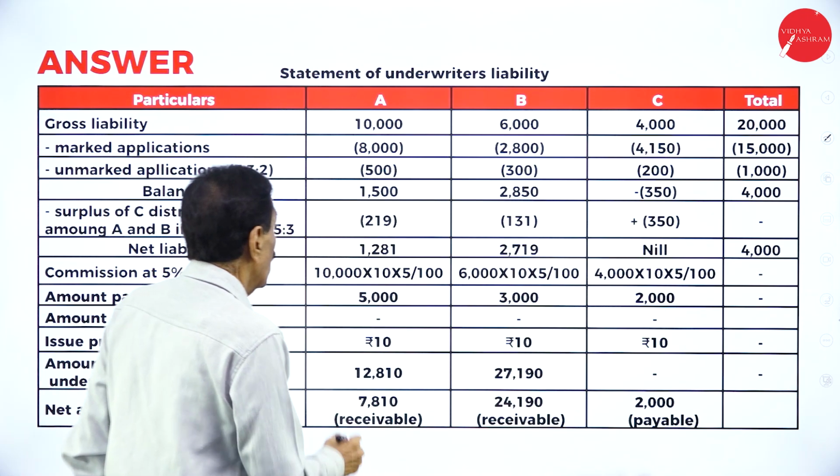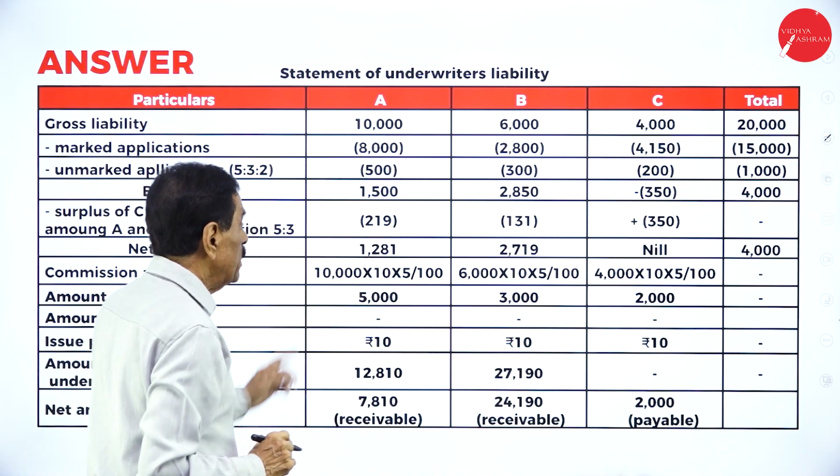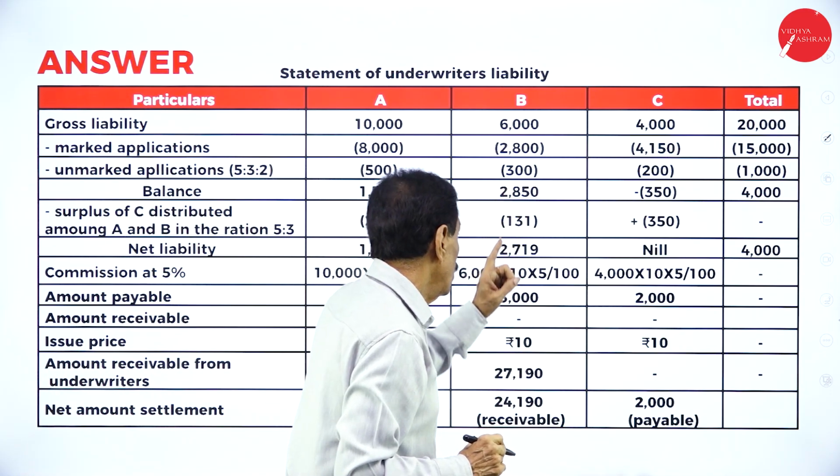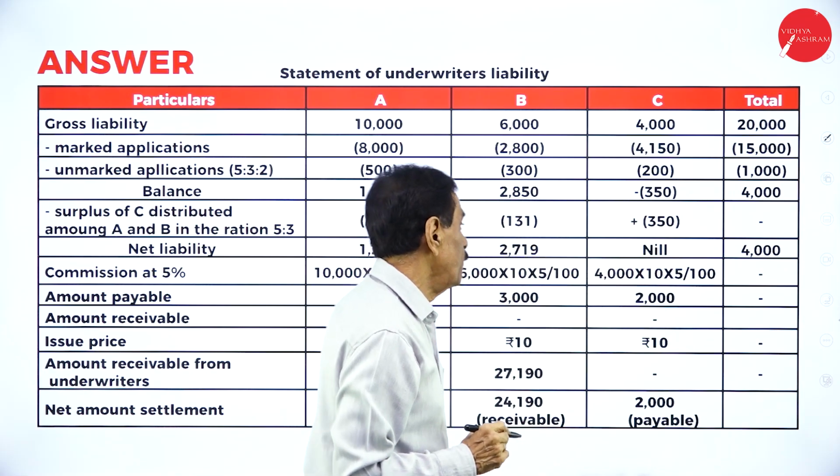Totally 350. How much is left over? Net liability: 1,281, 2,719, nil, totally 4,000.